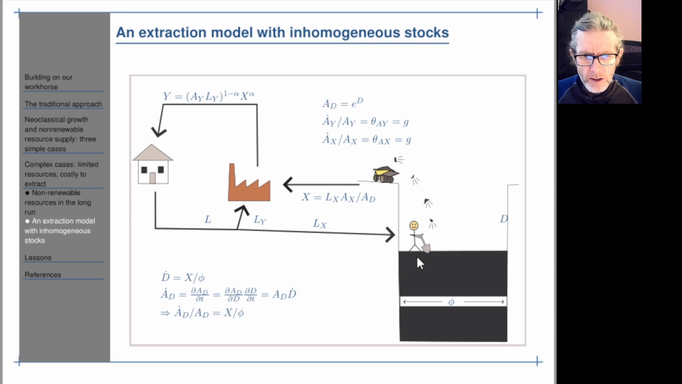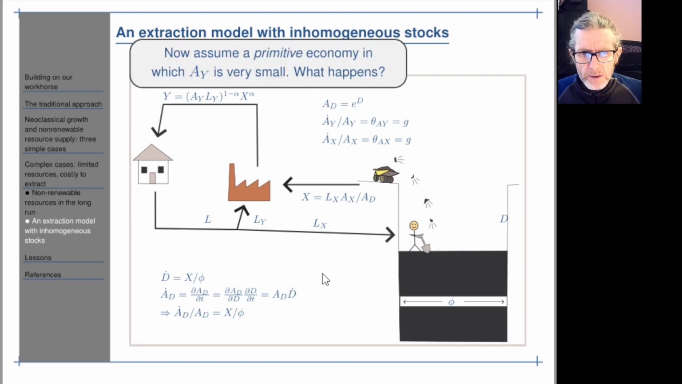Okay, so that's the initial phase, the primitive economy, in which AY is very small, and AX.